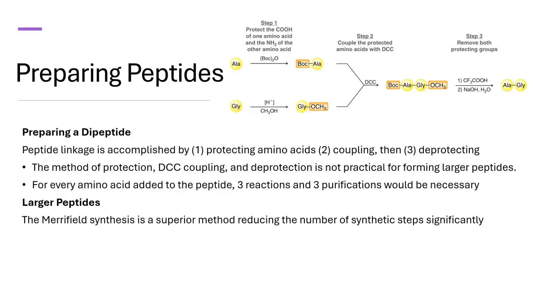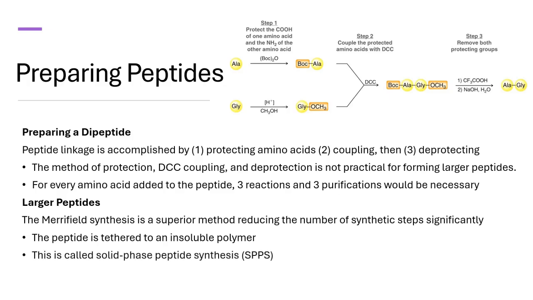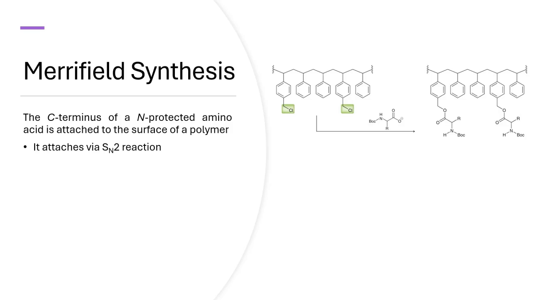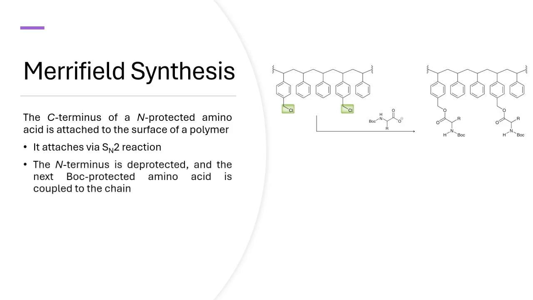The Merrifield synthesis. The C-terminus of an N-protected amino acid is attached to the surface of a polymer. It attaches via an SN2 reaction. The N-terminus is deprotected, and the next BOC-protected amino acid is coupled to the chain. Once the peptide is finished, it is cleaved from the resin using hydrofluoric acid, HF.